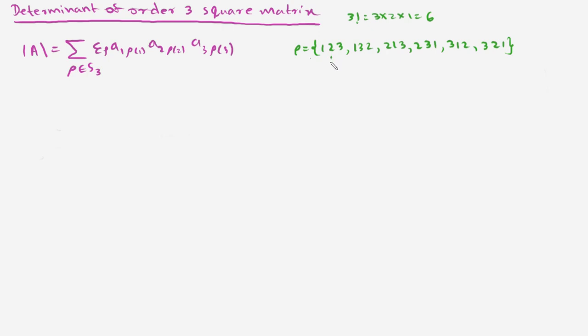Each and every permutation will produce corresponding epsilon values. So this will be epsilon rho 1, this will be epsilon rho 2, this will be epsilon rho 3, epsilon rho 4, epsilon rho 5, and epsilon rho 6. Those are the corresponding epsilon values for the permutation members.